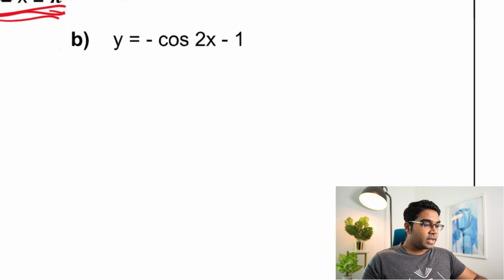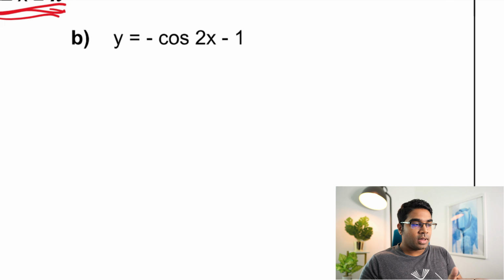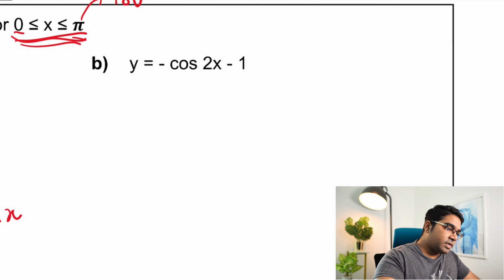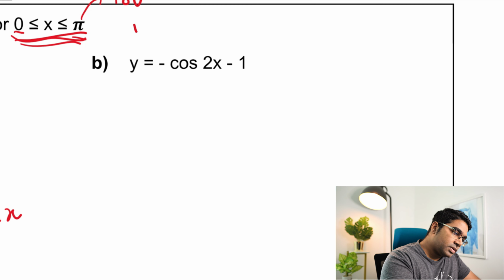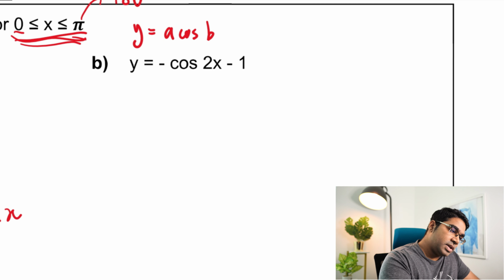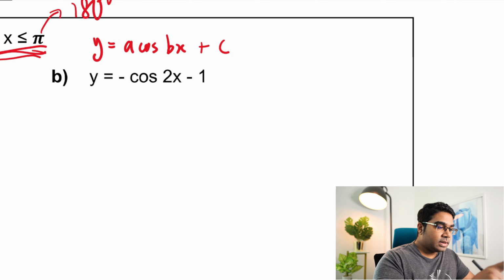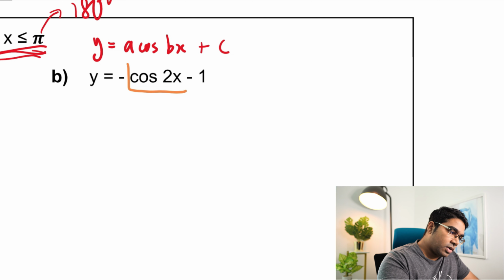Let's try the next one. Y is equals to negative cos 2x minus 1. Here you can see we have introduced a different kind of change. Y is equals to a cos bx plus c. Here you can see there is a change. So we start with our core graph first.